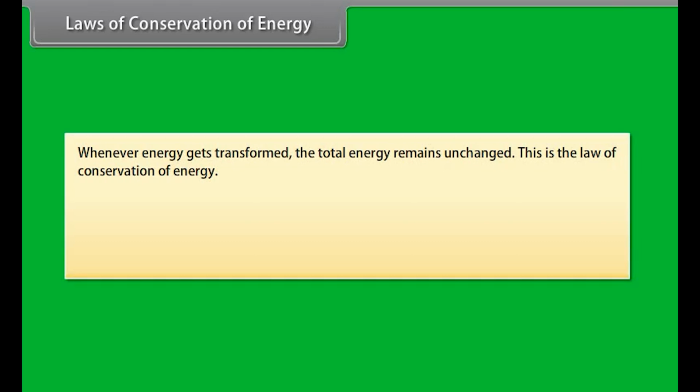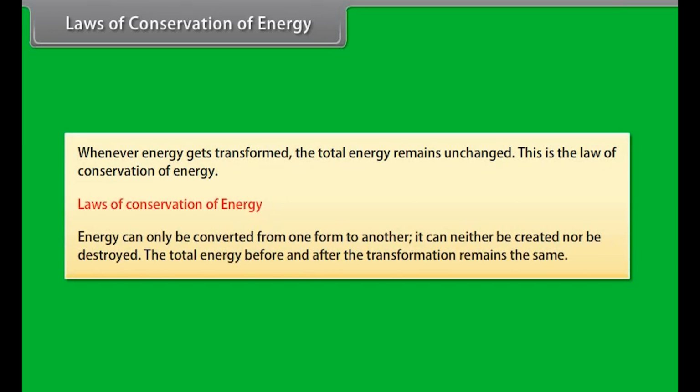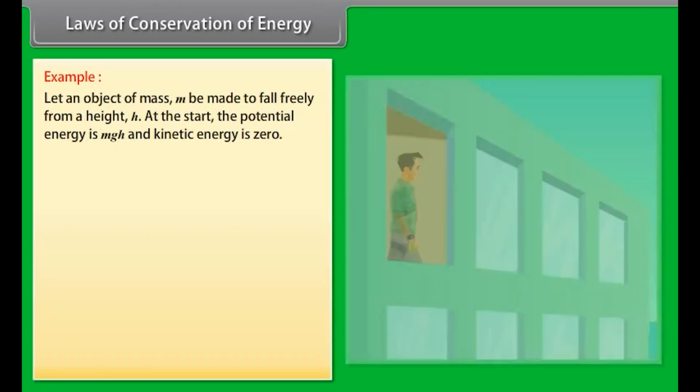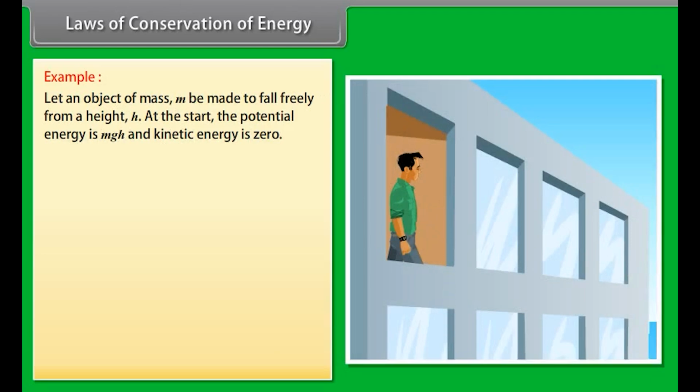This is the law of conservation of energy. According to this law, energy can only be converted from one form to another. It can neither be created nor be destroyed. The total energy before and after the transformation remains the same. Let us consider a simple example. Let an object of mass m be made to fall freely from a height h. At the start, the potential energy is mgh and kinetic energy is 0.